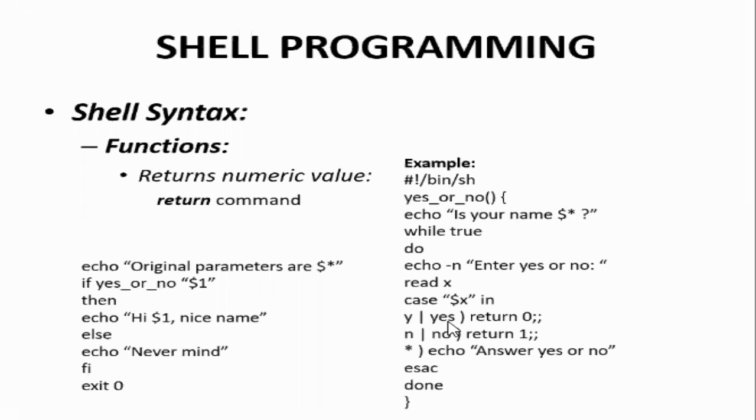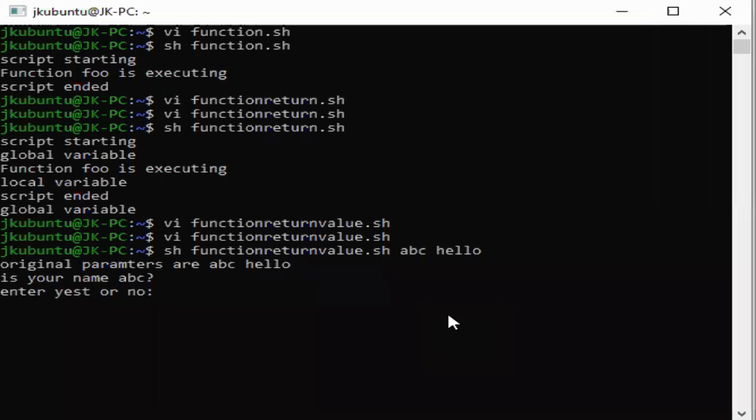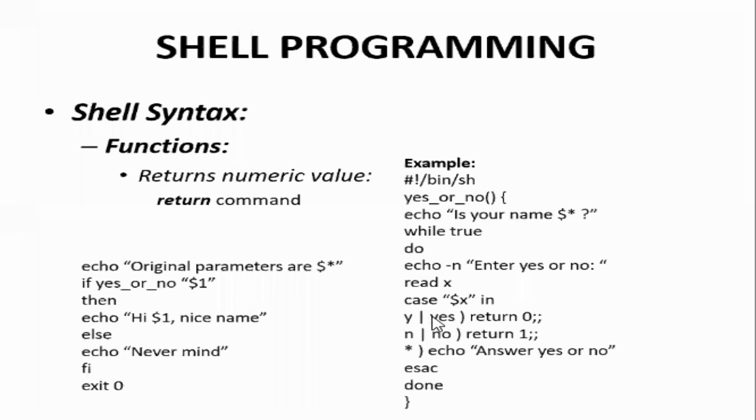And when we press yes, it shows the output like hi ABC, comma, nice name. Because it returns 0, 0 means success, 1 means failure. So now I will show you the output. When I enter yes, it shows hi ABC, nice name. Because when I enter yes, the pattern is matched and it returns 0, which is success. So that means it is returning true.